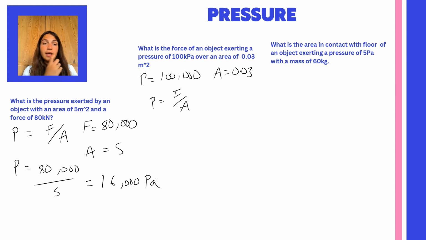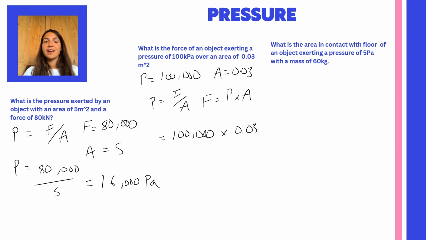My equation is pressure is equal to force divided by area. And I'm looking for my force here, so I need to rearrange that equation. And I get force is equal to pressure multiplied by area. So 100,000, my pressure in pascals, times 0.03, my area in meters squared, gives me 3,000 newtons.